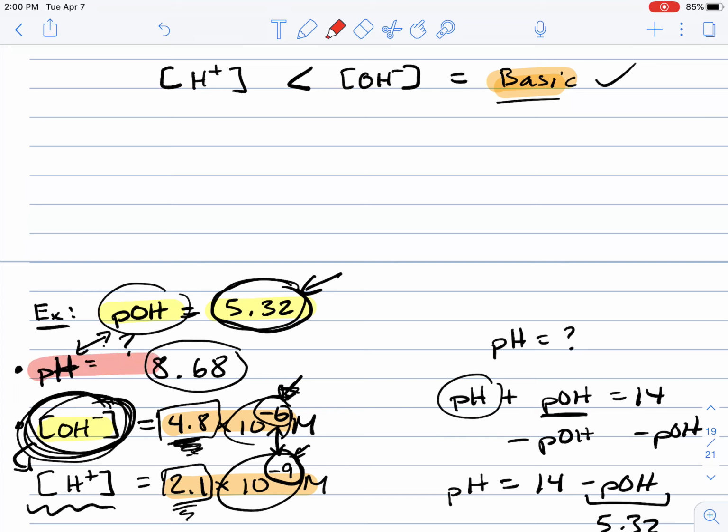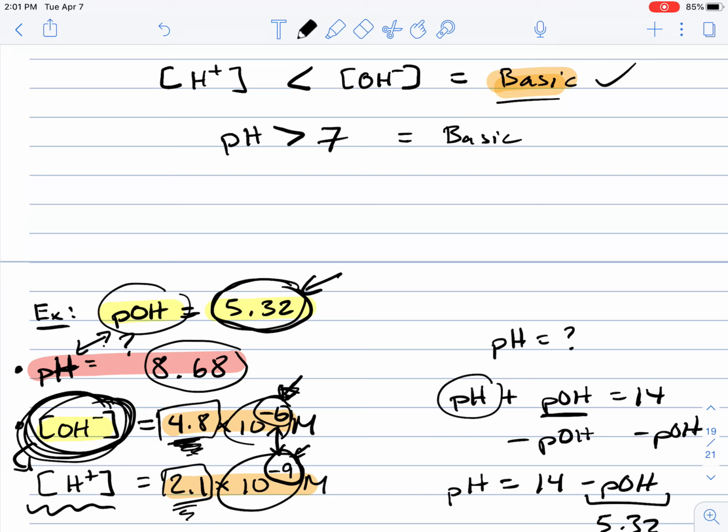Right. And so if we look at the pH, notice that the pH is greater than 7. And so based on what I had mentioned in the previous lecture video, if your pH is greater than 7, then the solution is basic.